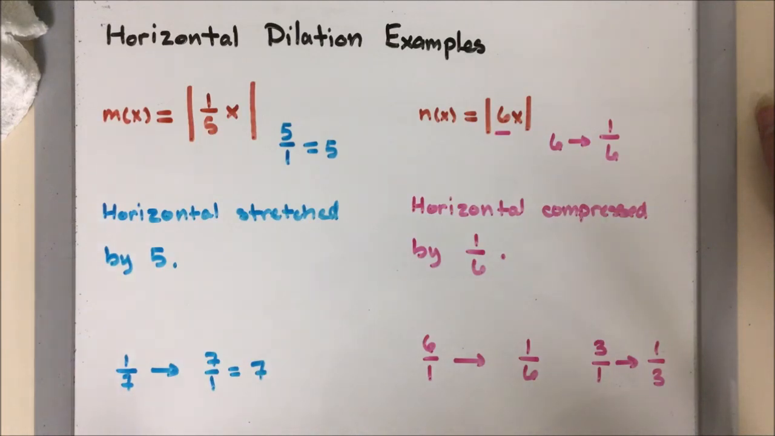Again, if you're trying to determine if it's more than 1 or less than 1, as I stated before, if the numerator is less than the denominator, it's less than 1. If the numerator is greater or bigger than the denominator, it's bigger than 1.